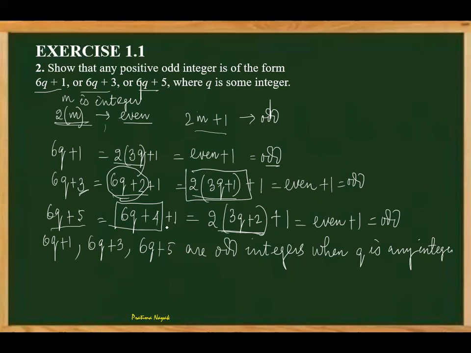Similarly, for 5, I took 4 and 1. Then 6q plus 4, I grouped them and took 2 common. I am showing that they are multiples of 2. For any integer, twice of this is equal to even. Even plus 1, that will be an odd number.